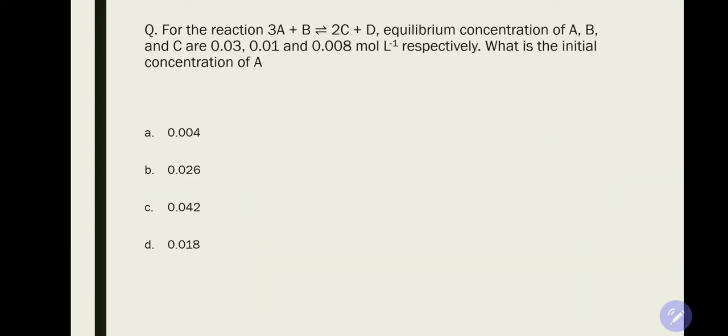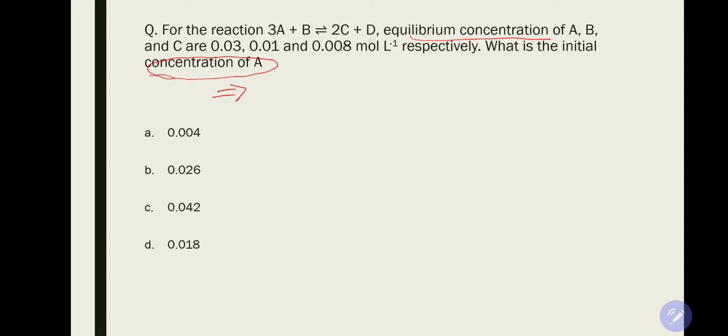Our next question is, for the reaction 3A plus B gives 2C plus D, equilibrium concentrations of A, B and C are 0.03, 0.01 and 0.008 mole per liter. What is the initial concentration of A? They have asked you the initial concentration of A, and they have given you the equilibrium concentration of the reactant and the product. Now let us solve this question.